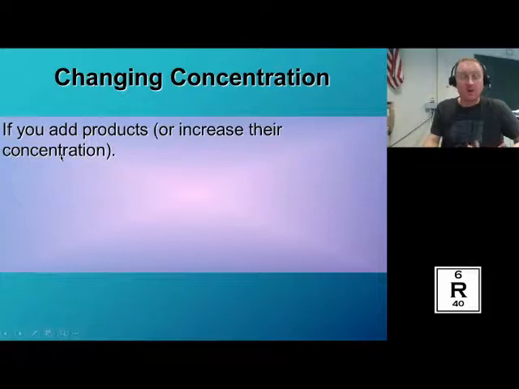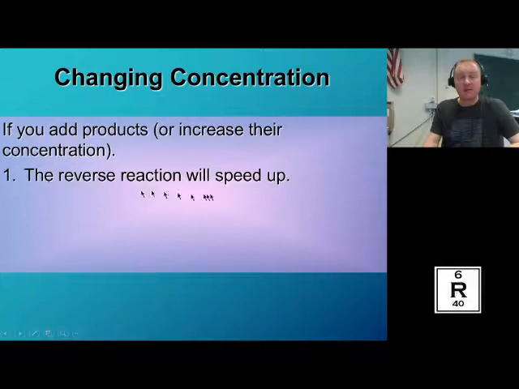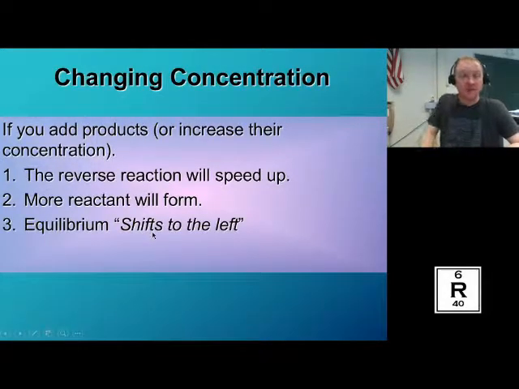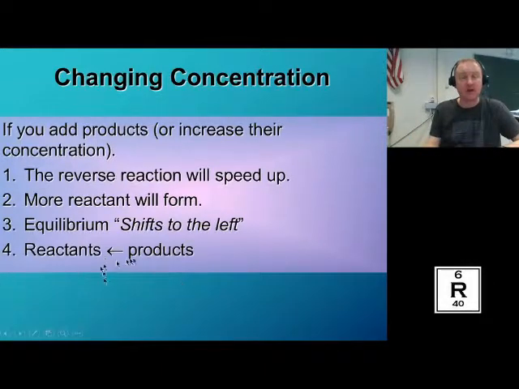Now, we can also change concentrations in another way. What if we add more products instead of more reactants? Well, let's think about that in terms of the tank. If we add more products, then the reverse reaction speeds up because the right tank is going to be filled and it's going to move to the left tank. More reactants will form because as you add products, the reverse reaction speeds up, making more reactants. And we say that this is an equilibrium shift to the left as the products become the reactants.